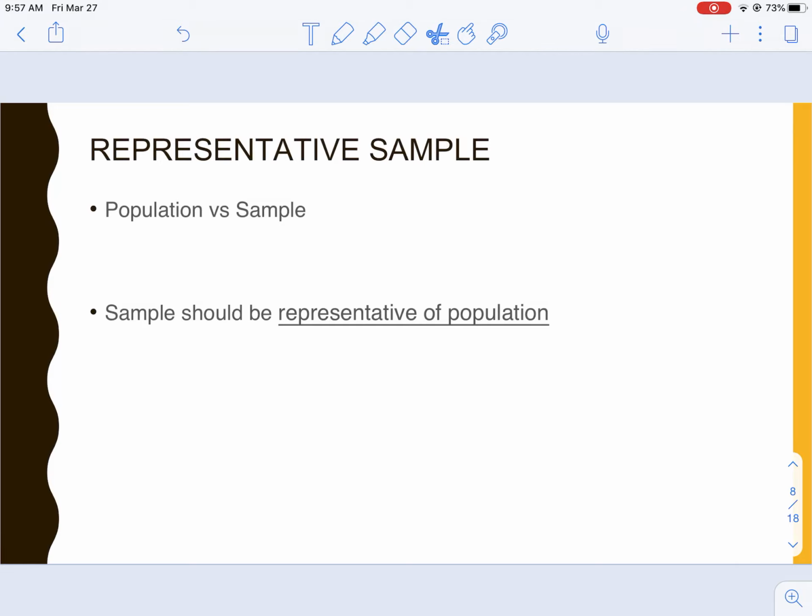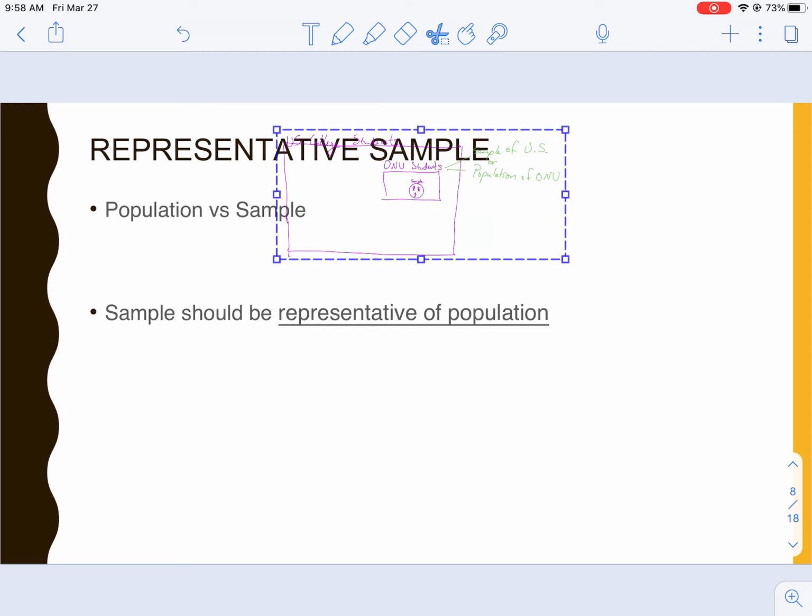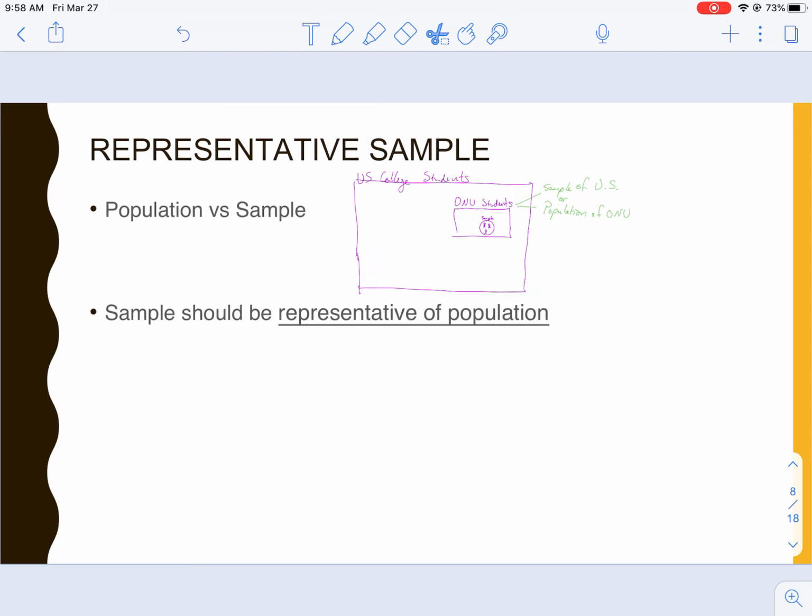Hey guys, in the last video we talked about a population versus a sample. So pause this in a second and see if you remember what a population is compared to a sample. Okay, well this is the image I drew in the last video.